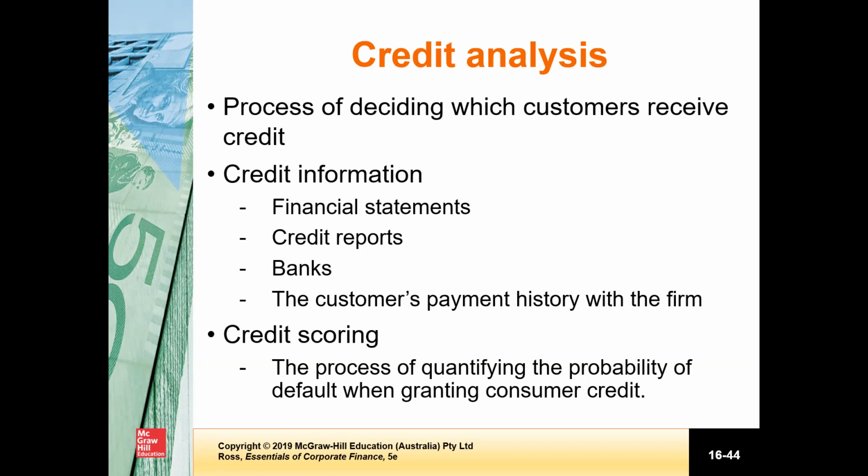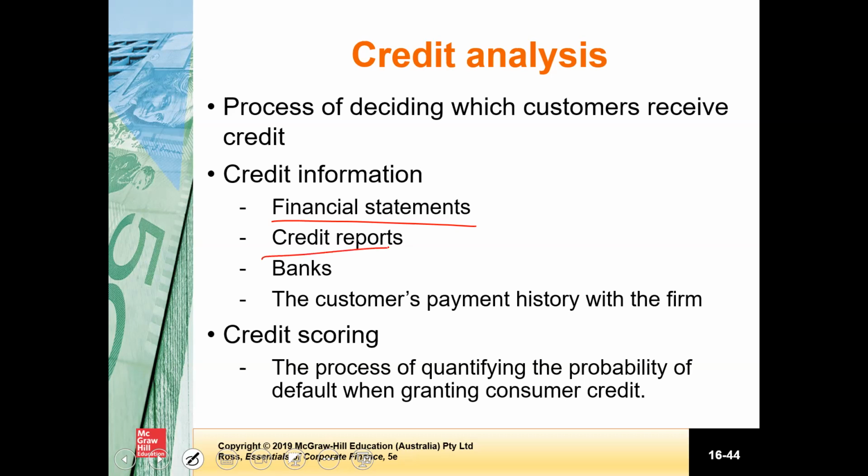So credit information: if a firm wants credit information on customers, there are several sources. First of all are financial statements. A firm can ask a customer to supply financial statements, such as the statement of financial position and statements of profit or loss. Minimum standards and rules of thumb based on financial ratios, like we learned in chapter 3, can then be used as a basis for extending or refusing credit.